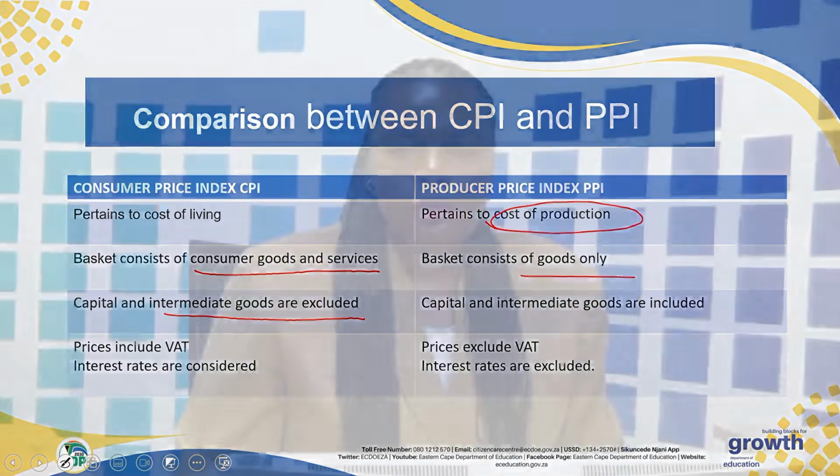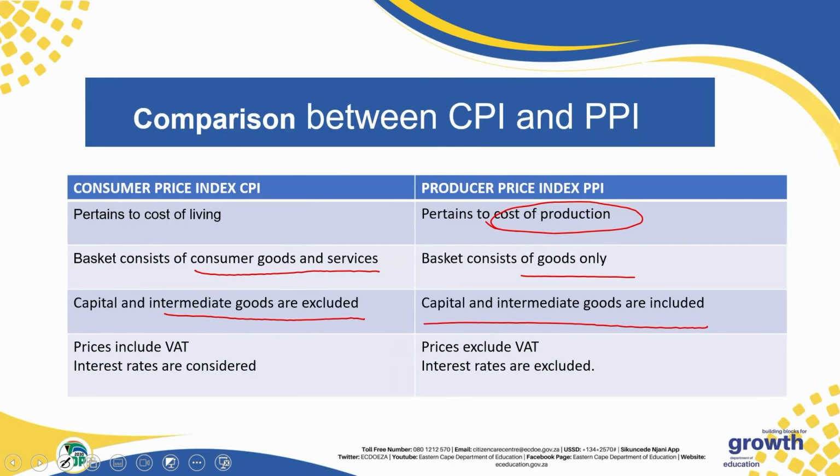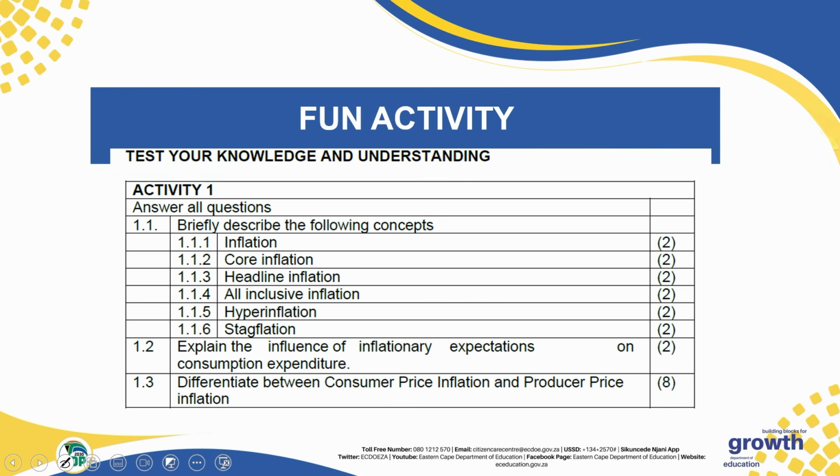Capital and intermediate goods are excluded in the CPI. Remember that consumers spend more on final goods. Capital and intermediate goods are included in the producer price index as they are used in the cost of production. Prices include VAT and interest rates are considered in the CPI. Prices exclude VAT and interest rates are also excluded in the PPI.